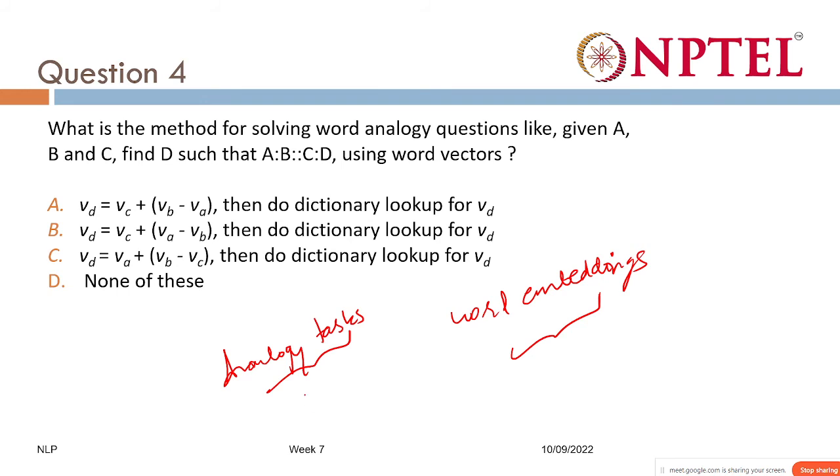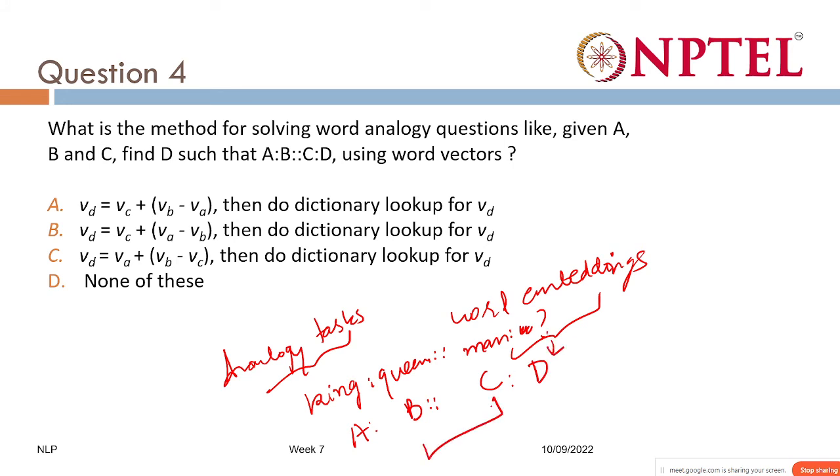Given king is to queen as man is to woman, and as man is to what? In the question they call it A, this they call B, man they call C, and this question mark they call D. So what formula do we apply in the case of word vectors that they have expressed in terms of these four relations, and whether we will do the dictionary lookup or what?